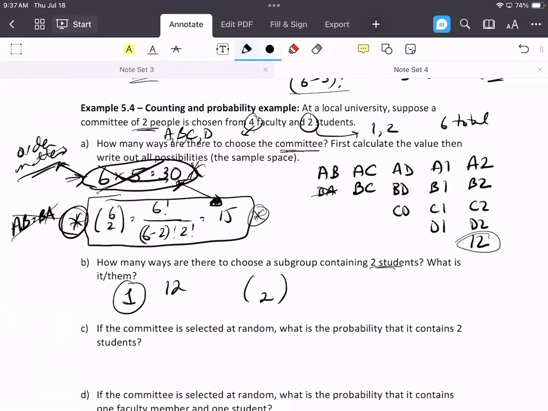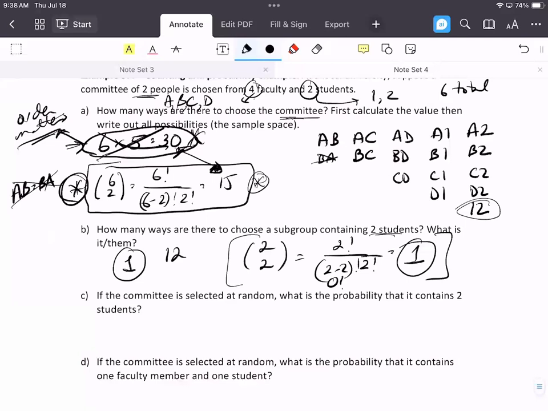How many students are there possible? Well, there are 2 students possible. So out of 2, we're going to choose both of them. 2 factorial over 2 minus 2 factorial times 2 factorial. Remember, this is 0 factorial, which is 1. So I end up with 2 factorial over 2 factorial, which is just 1. So I got the same answer.